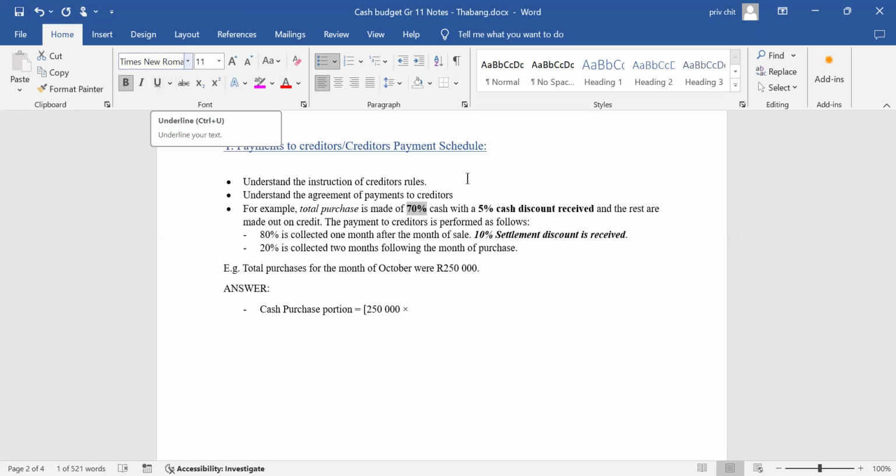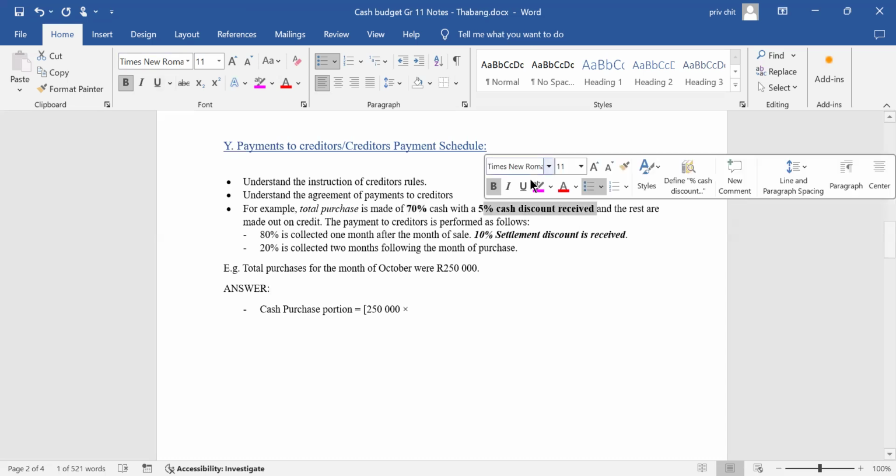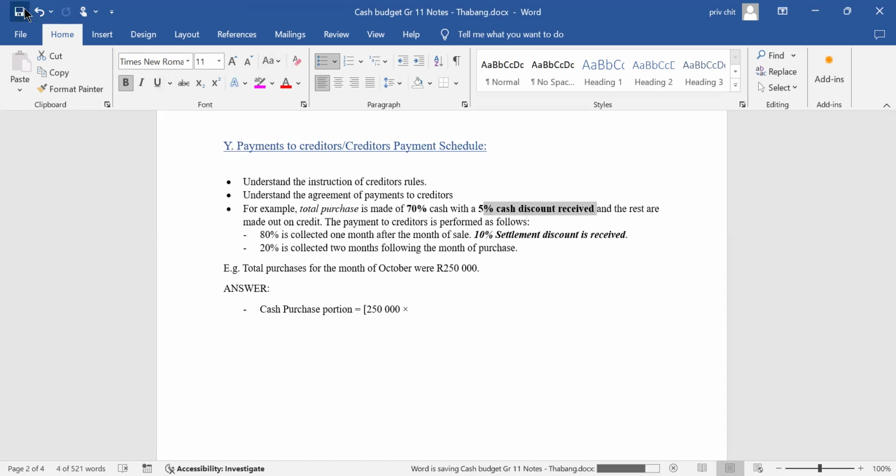But that's not the answer. Remember, there's a discount that you received. So it means instead of you paying 100% of the 1,260,000, if you take out the 5% from the 100%, how much are you left with? 95%, yes. You'll be left with 95%. So the 95% is what you'll be liable to pay.